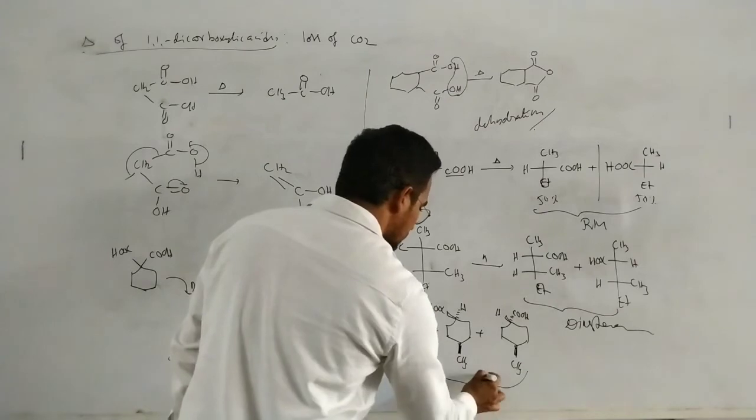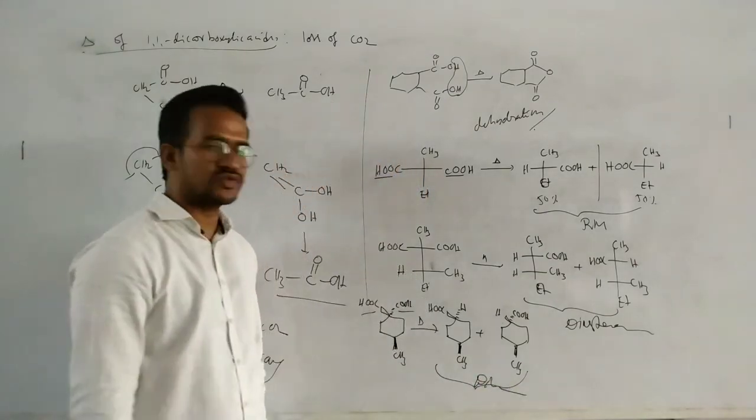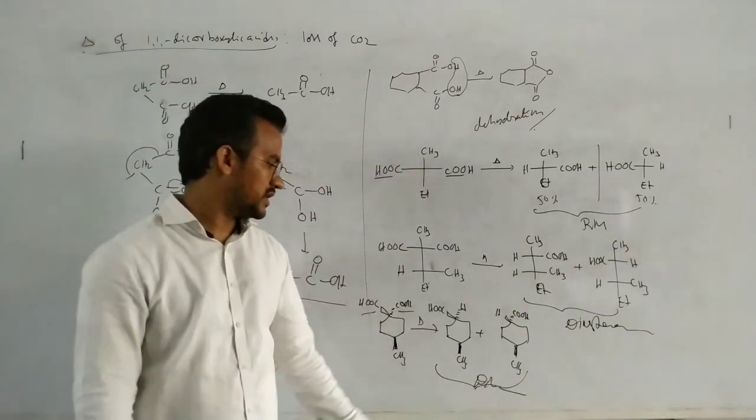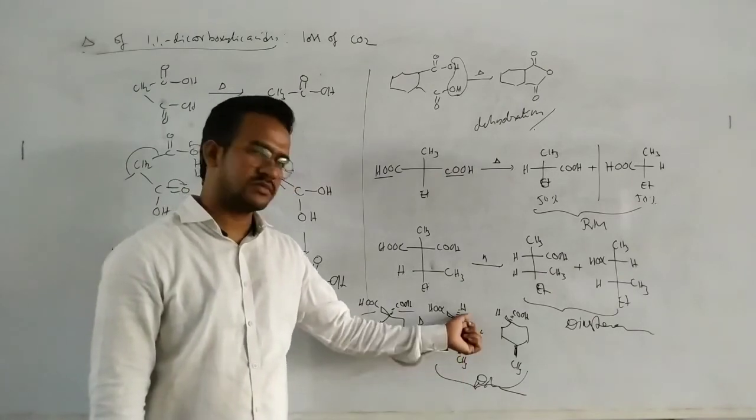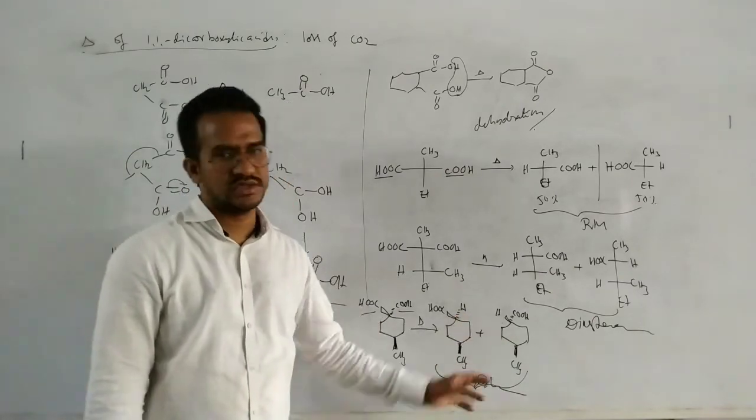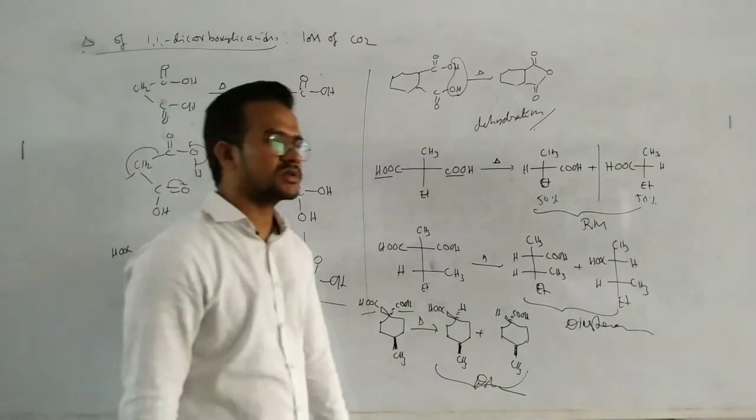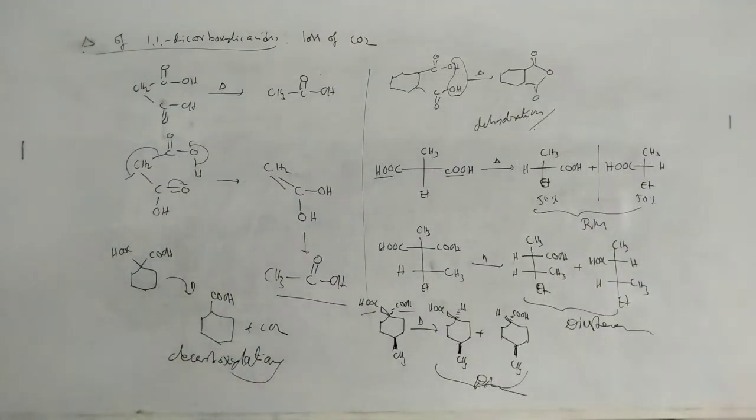Okay, and these two are the diastereomers. In this case, here methyl and hydrogen are trans to each other, and in the other, methyl and hydrogen are cis to each other. Okay, that is the decarboxylation of the 1,1-dicarboxylic acids.